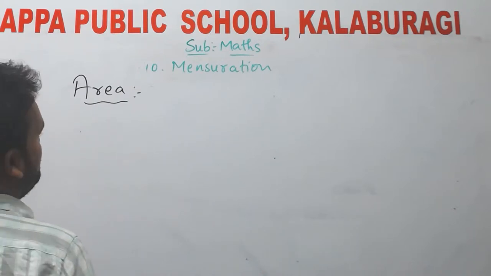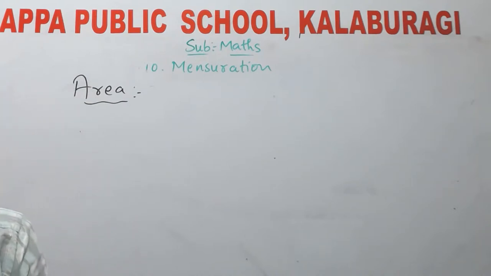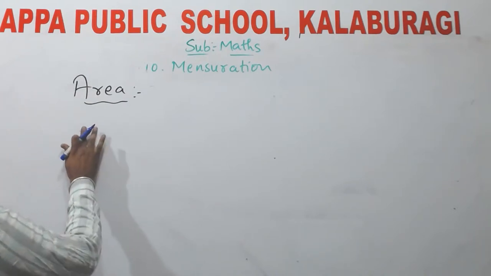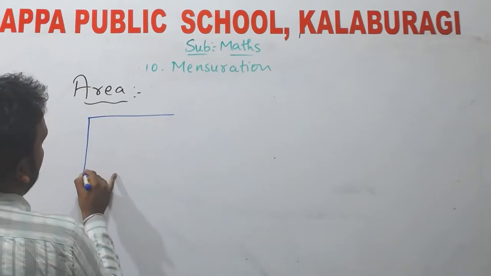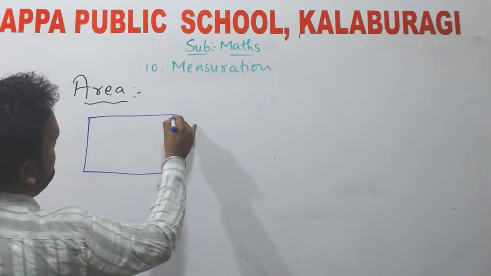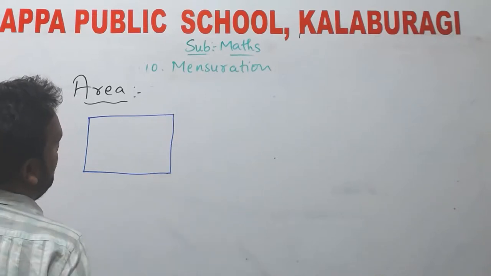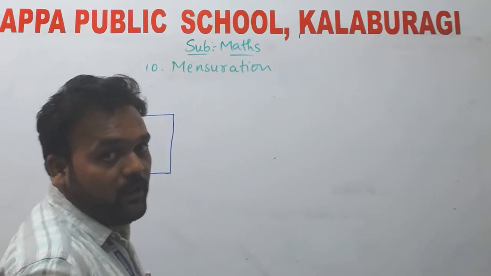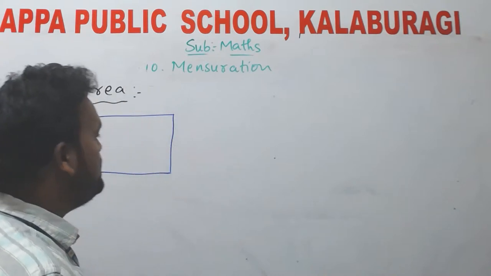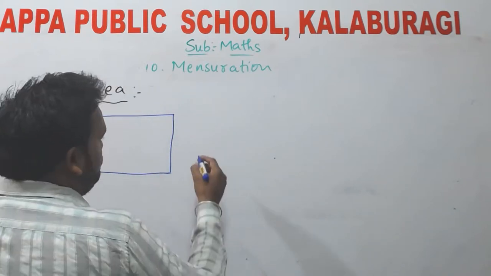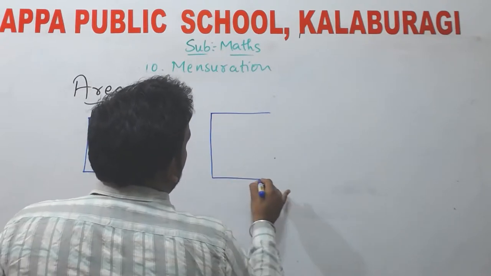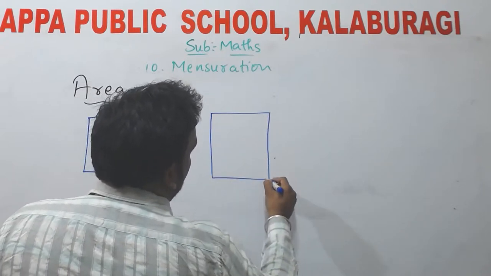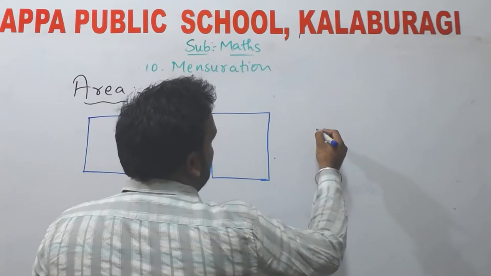So what is area? See, you know perimeter. What is perimeter? Perimeter means distance around the boundary. We discussed the formulas of perimeter of a rectangle, perimeter of a square, perimeter of an equilateral triangle, and perimeter of a triangle. Now we are discussing the area. What is area?